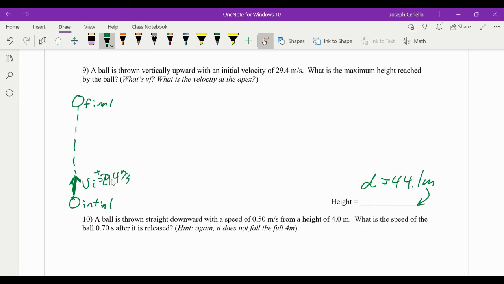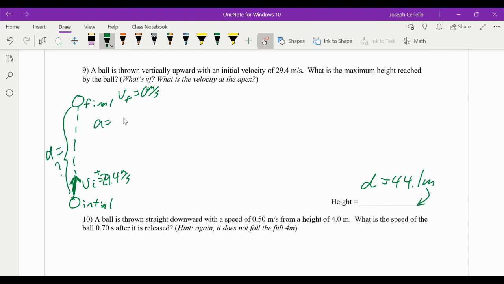Doesn't really look like we have a lot more information. We actually have a lot more information. Max height. At the max height, this is an important point, right? At the max height, final velocity equals 0. So we have another given there. Okay, we're looking for how high the ball goes, so that's D. D equals unknown.